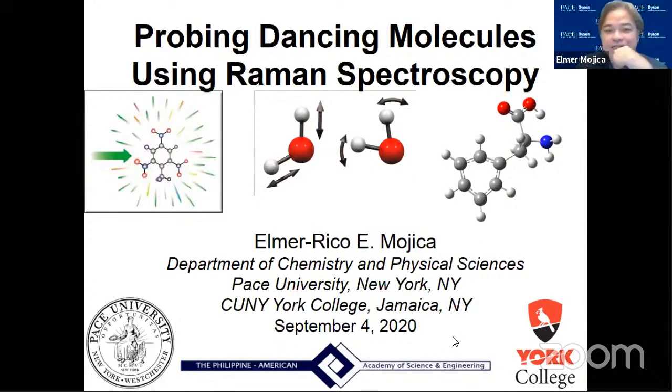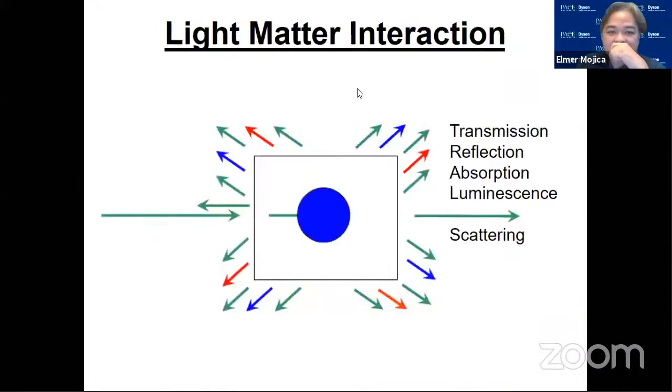Magandang umaga sa inyong lahat, and thank you for attending this webinar. When light interacts with matter, there are several processes that happen. Usually there is transmission, the passage of light through the material without loss of energy. There is reflection, the change in light direction at a fixed angle. There's absorption, the transfer of light radiation to energy within the material. Luminescence, the emission of light by a substance that has not been heated, like fluorescence and phosphorescence. And scattering, where there is a change in the light direction at a different angle.